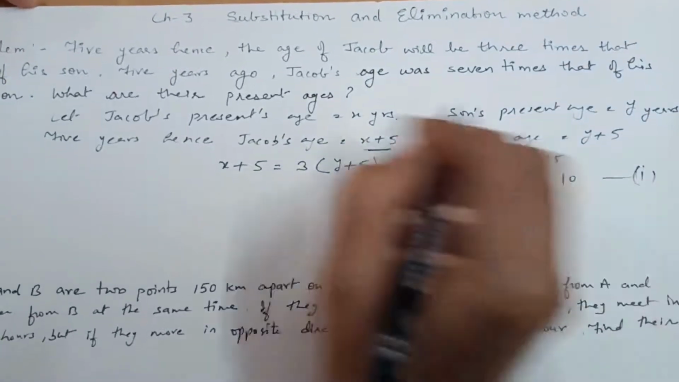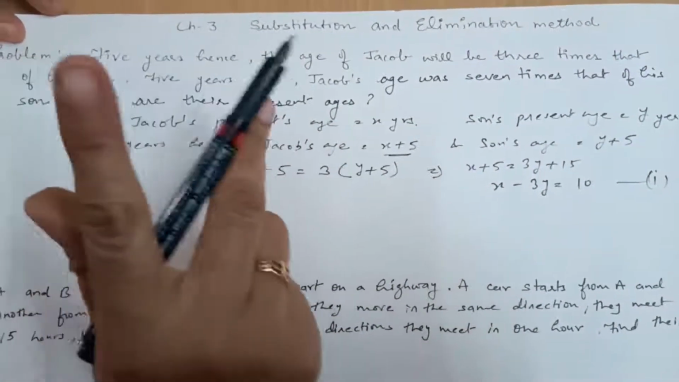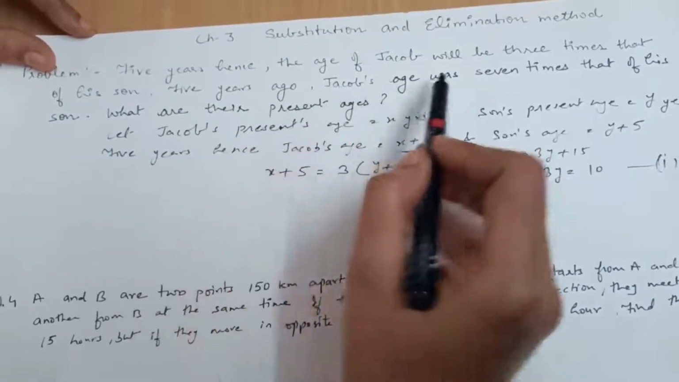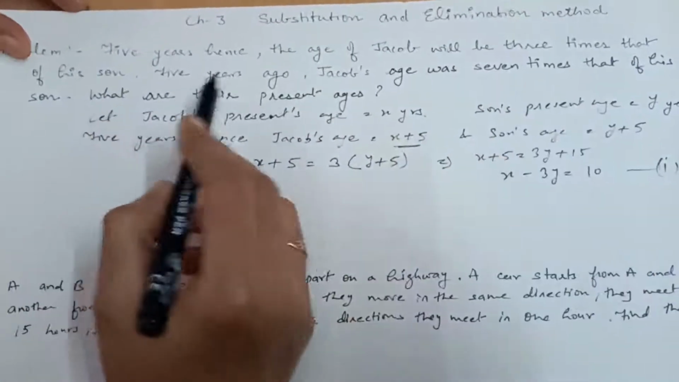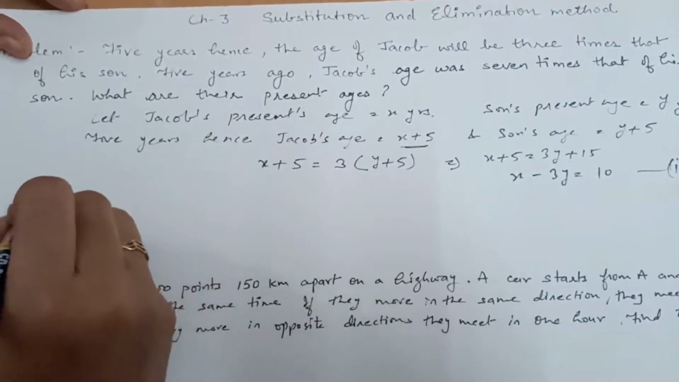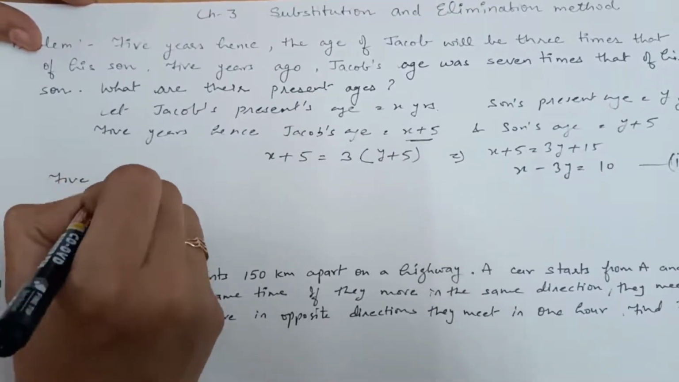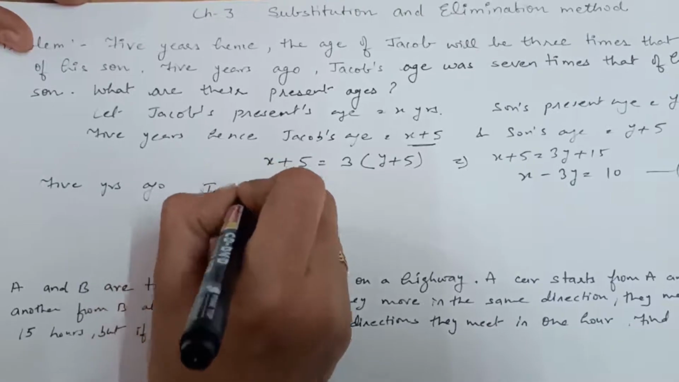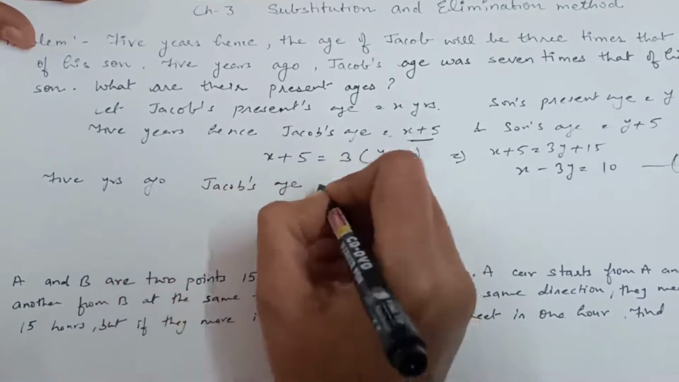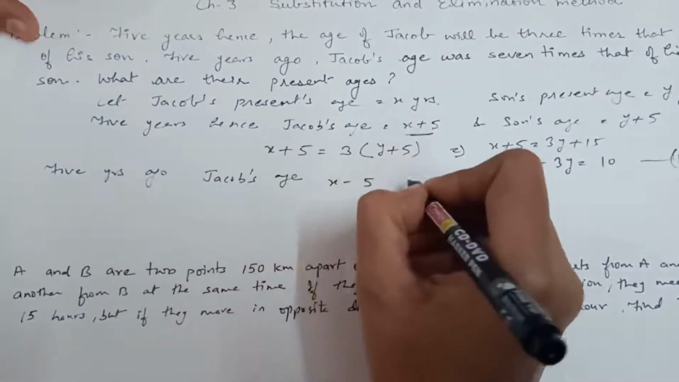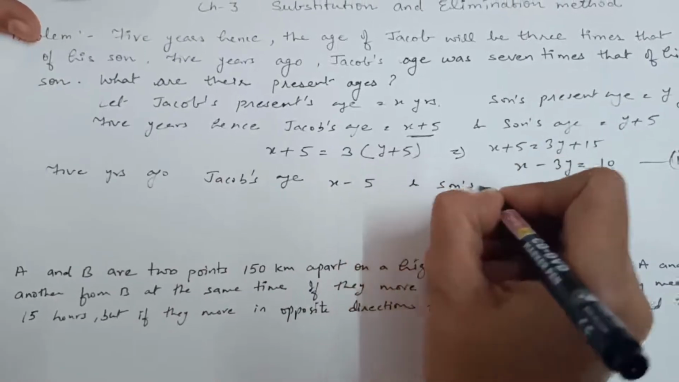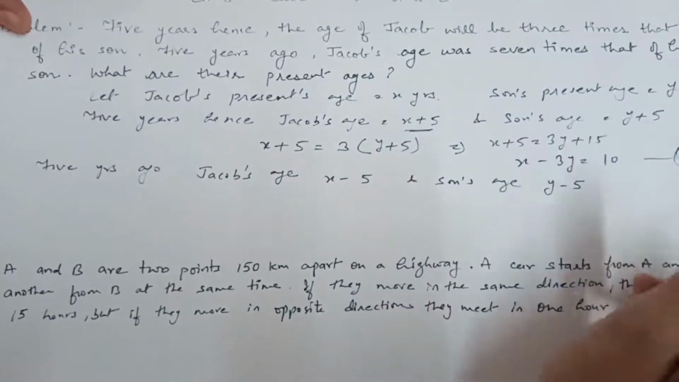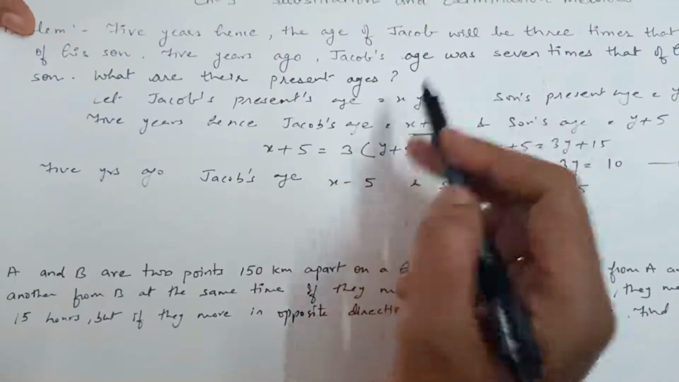Got it or not? Now there is one more relation, since it is a pair of linear equations, two equations. 5 years ago Jacob's age was 7 times that of his son. 5 years ago, Jacob's age will be x minus 5, and the son's age will be y minus 5. The relation given is that Jacob's age was 7 times that of his son.